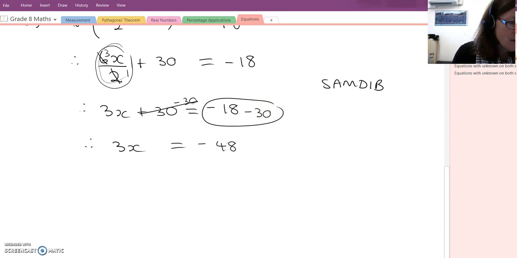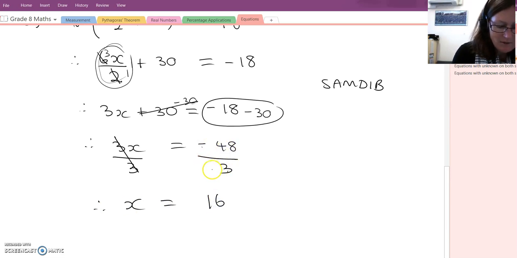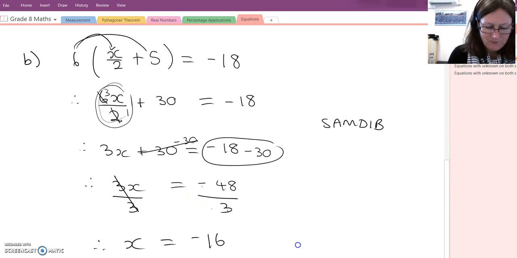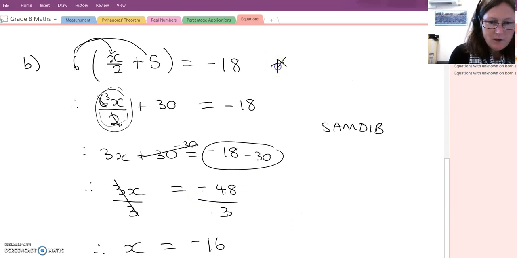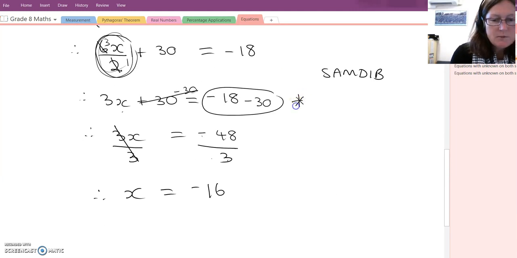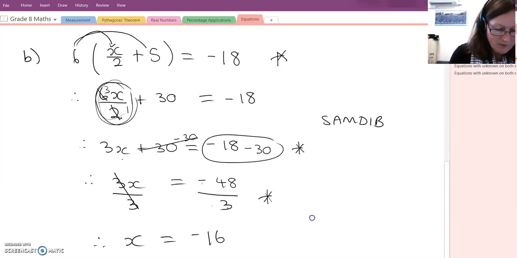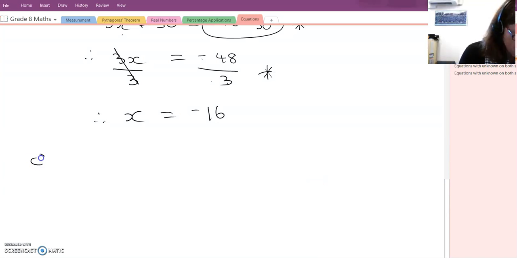3 times x, opposite of times is divide, so that's how I undo my 3. Got to divide this side by 3. So x is equal to, there is 3 goes into 48 16 times, and a negative divided by a positive is a negative. So expanded my brackets. Saw that simplified down to 3x. Undid my addition and subtraction first. Then undid my multiplication.